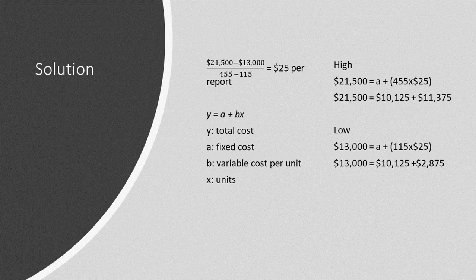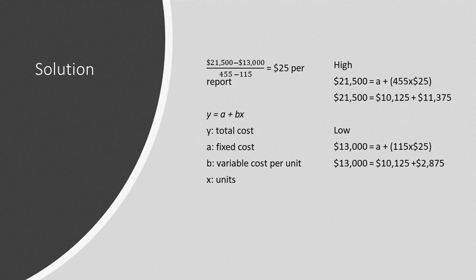Okay, so we have this solution. $21,500 less $13,000, divided by the number of reports related to those high-low information, 455 less 115. So our variable cost in this case will be $25 per report.